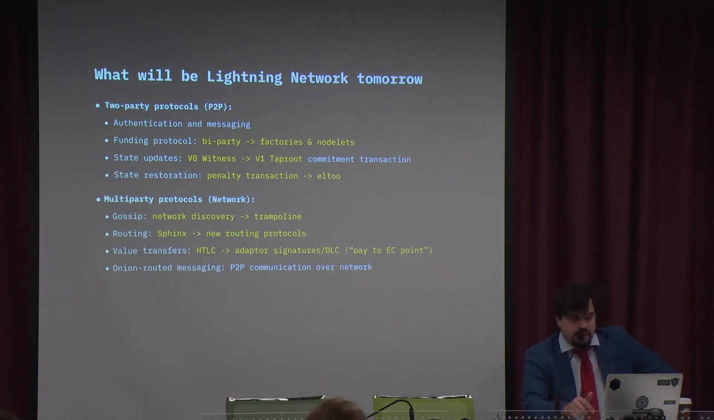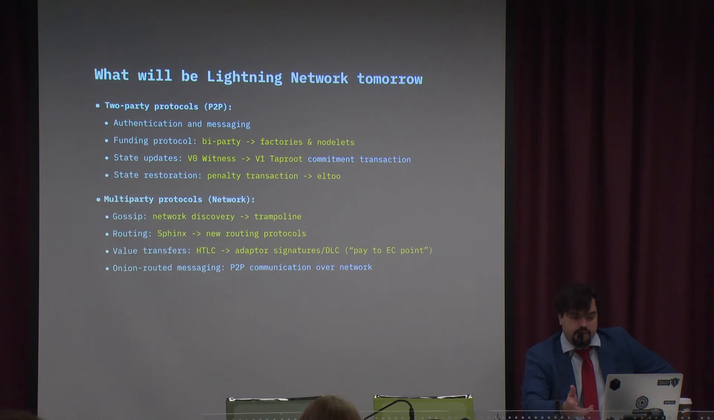a lot of limitations. For funding, we will move from two-party funding to factories and channel lets, especially with the Schnorr signatures. For state updates, we will move from the first version of witness into Taproot. For state restoration, we will go from the penalty into L2. For gossip, we will introduce probably trampoline or something that will allow us to reduce the traffic over the network. For routing, there is a lot of experimentation with the new routing protocols.